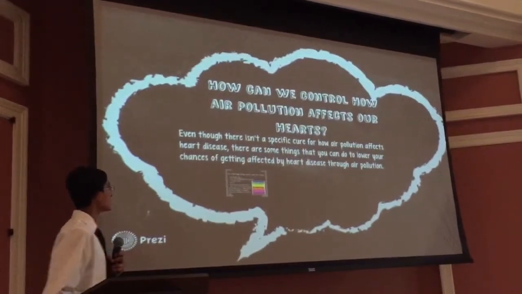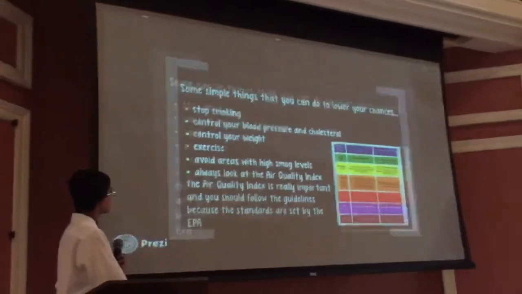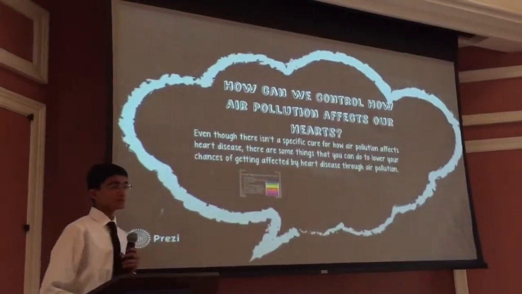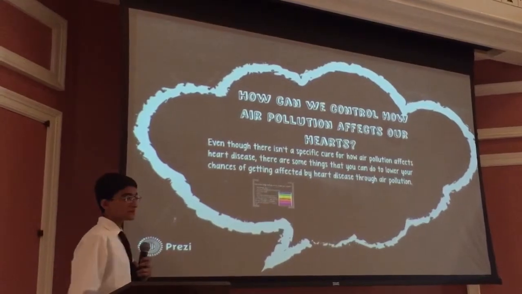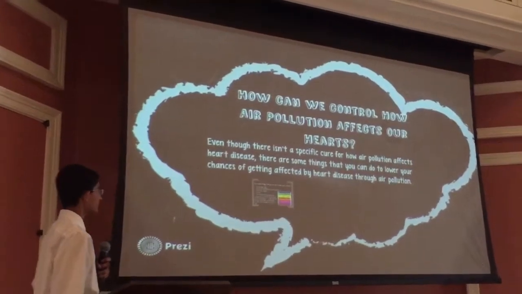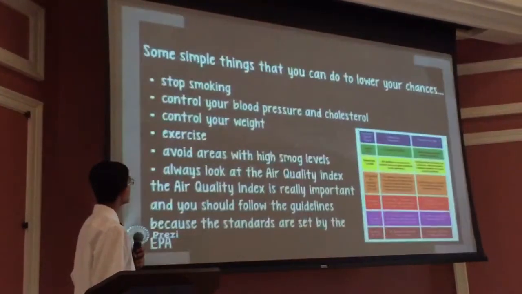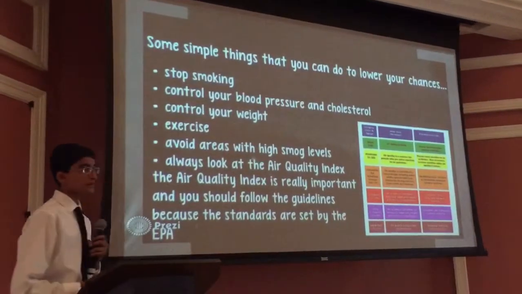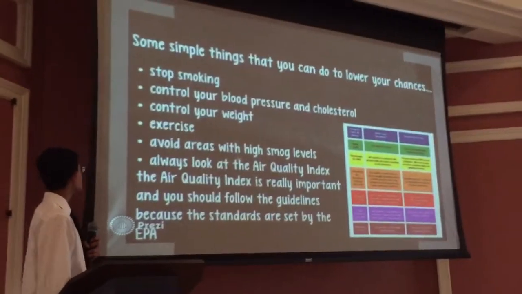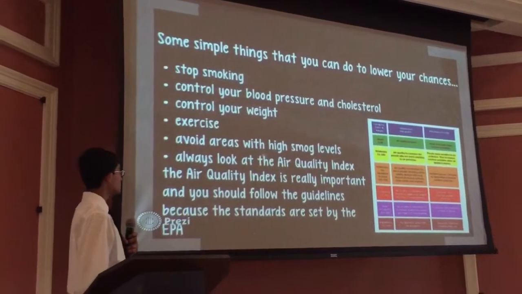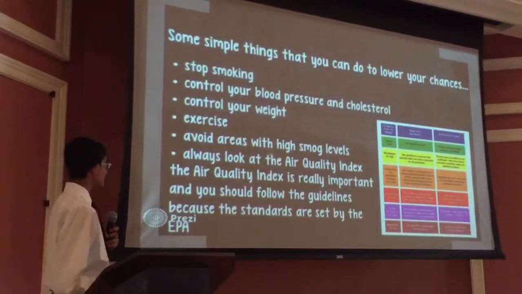So how can we control how air pollution affects our heart? Even though there isn't a specific cure for how air pollution affects our heart, there are some things that we can do to protect our heart and lower our chances of getting heart disease through air pollution. Some simple things we can do are to stop smoking, control our blood pressure and cholesterol, control our weight and exercise, and avoid areas with high smog levels.